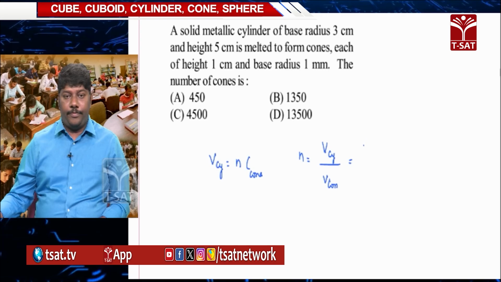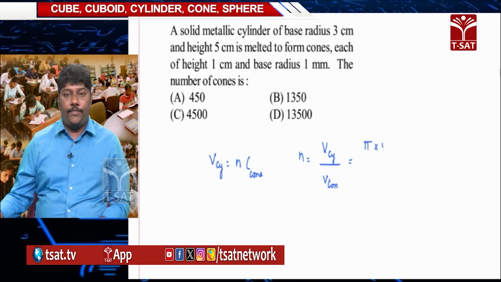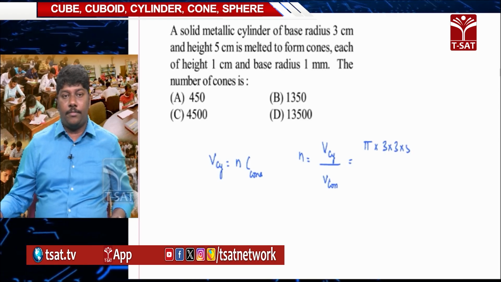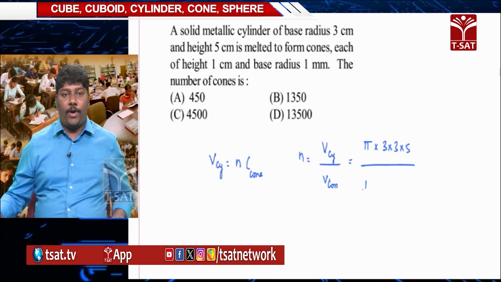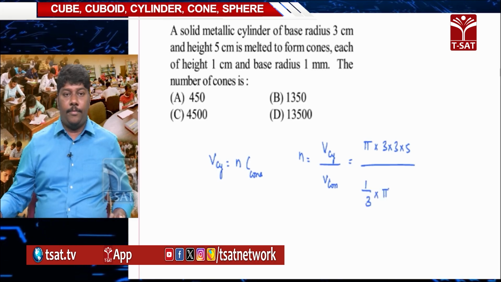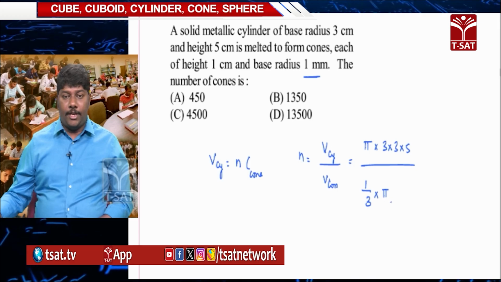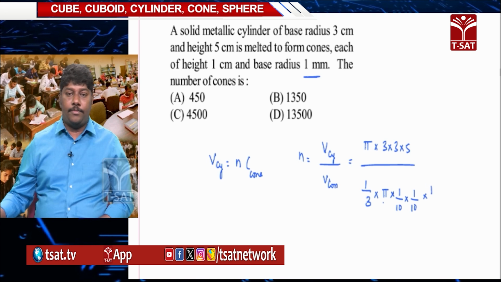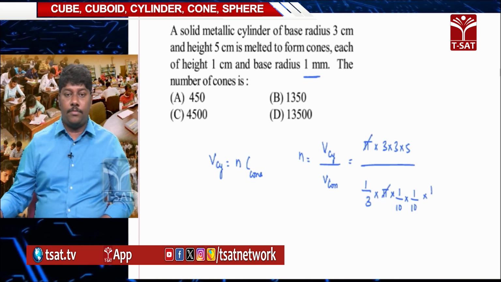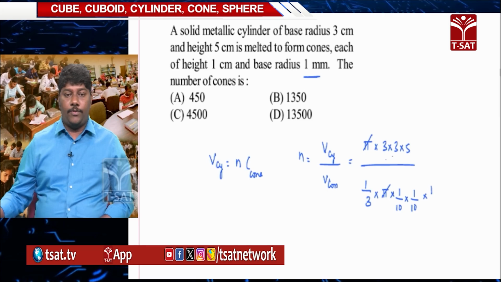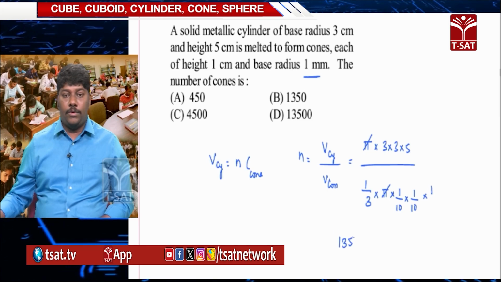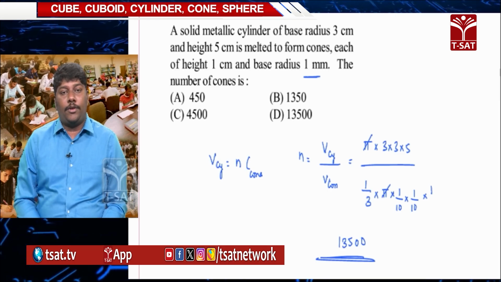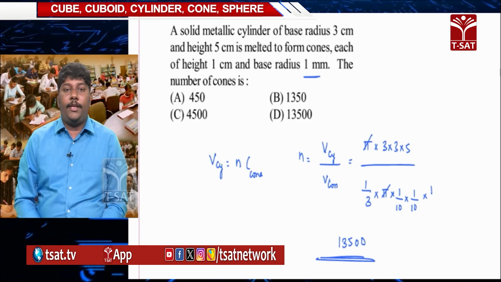Volume of cylinder is pi r square h, r is 3 here, h is 5, so 3 into 3 into 5. Volume of cone is 1/3 of pi, and 1 mm means 1/10 of a centimeter, therefore 1/10, 1/10. Height is 1 centimeter. So pi cancels, this 3 goes up. 27 into 5 is 135, with 2 zeros. Take the 2 zeros as they are. So you are going to get 13,500 smaller cones by melting one big cylinder whose radius is 3 centimeters and height is 5 centimeters.